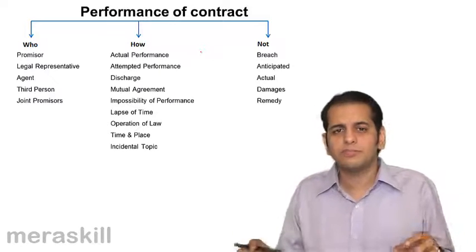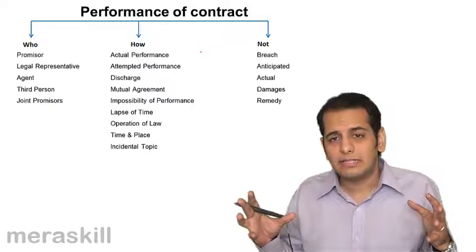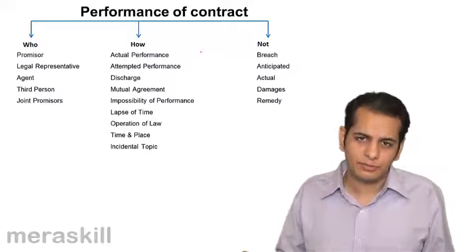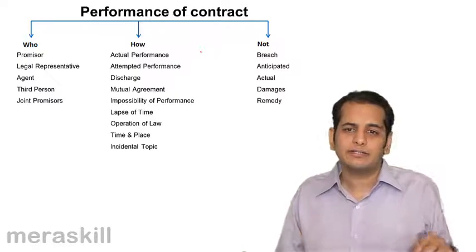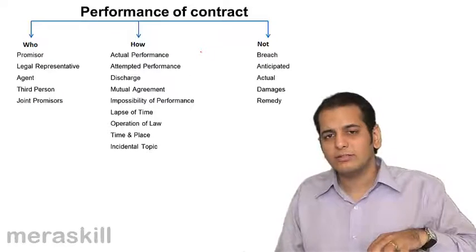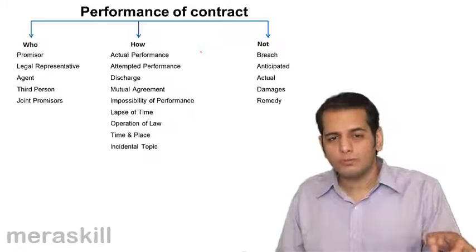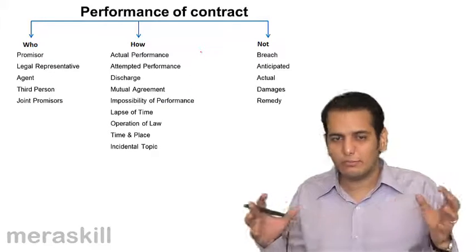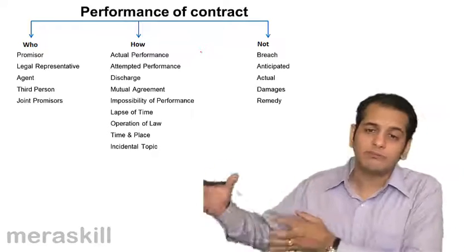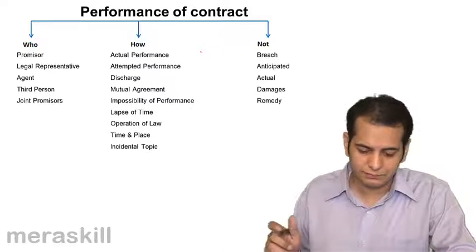Joint promisors are the persons who have undertaken the liability together. So their liability is joint and several. So they can individually also perform the contract, and they can also perform the contract along with other joint promisors.